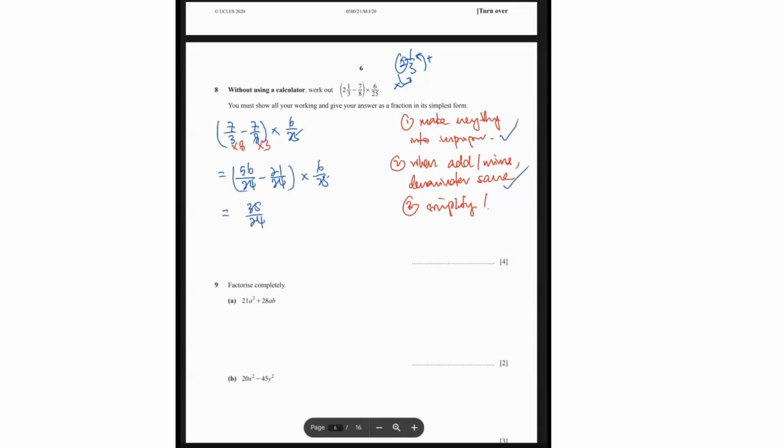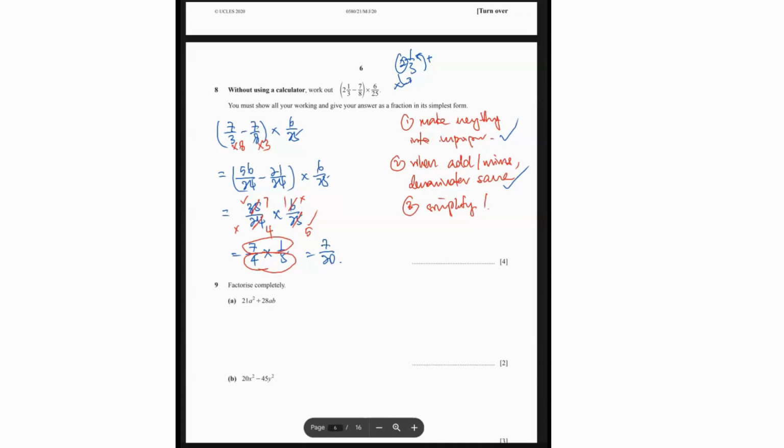Okay, let me double check. Okay, times 6/25. Okay, when you're doing multiplication, look across diagonally first. See if you can simplify. Okay, 35 and 25, they are both divisible by 5. So 35 divided by 5 gives you 7. 25 divided by 5 gives you 5. Okay, then I look across the other diagonal. 24 and 6 are both divisible by 6. 6 divided by 6 is 1. 24 divided by 6 is 4. Okay, so this one is 7/4 times 1/5. Once everything is simplified already, you multiply across numerator, multiply across the denominator. Okay, so this one is 7/20. 4 marks, just like that.